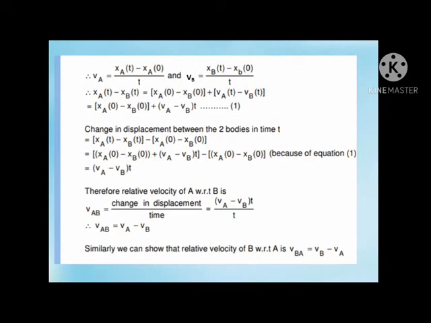From the definition, the relative velocity of A with respect to B is the change in displacement divided by time. So VAB equals (VA minus VB) times t divided by t. The t's cancel, and we get VAB equals VA minus VB. Similarly, we get the relative velocity of B with respect to A, VBA, that is VB minus VA. This is the derivation of the expression for relative velocity. This is the end of this chapter.